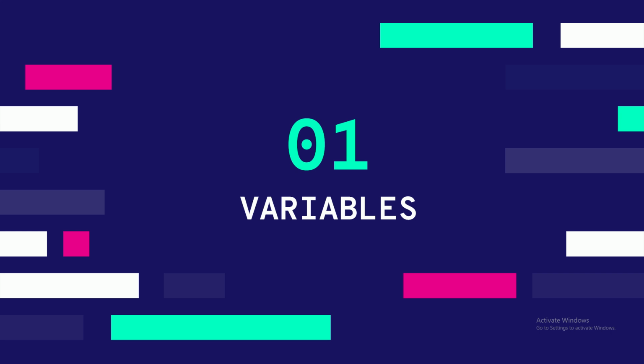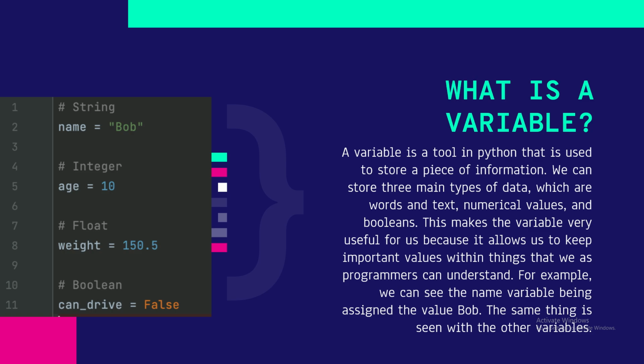Today we're going to be talking about the most fundamental concept in Python, and these are variables. So what is a variable? A variable is essentially a tool that allows us to store a piece of information in something that we as programmers can understand. So if we want to have something stored, say, as a name or an age, as shown on the left, we can make it into a variable and then assign a value to that variable.